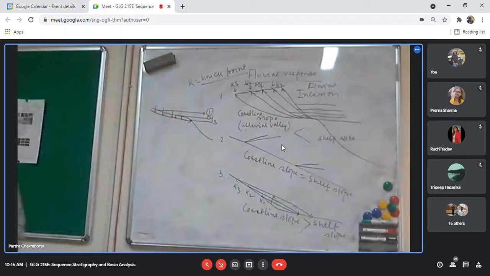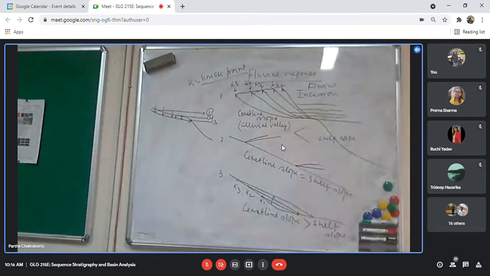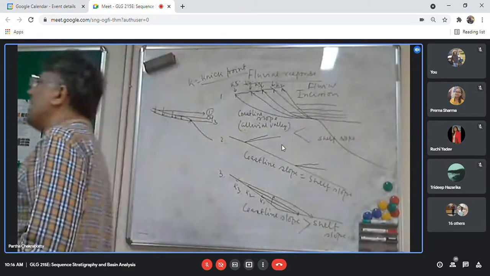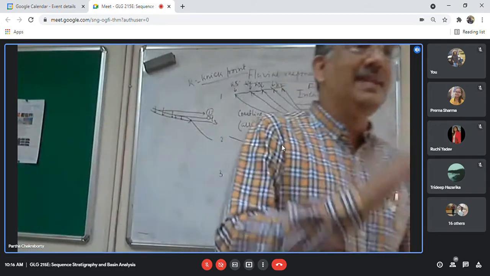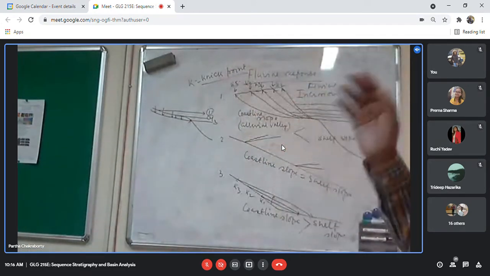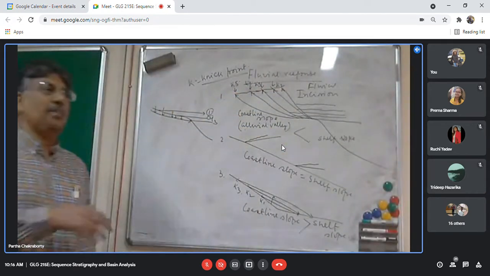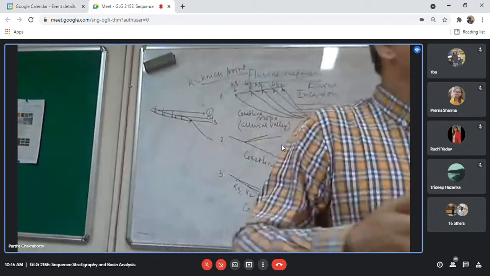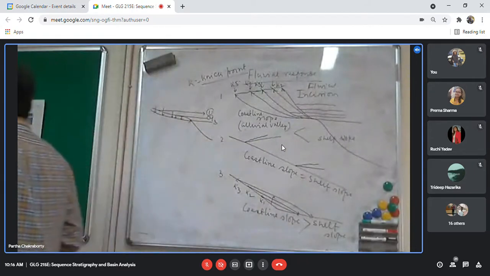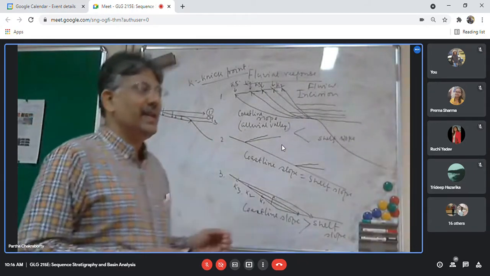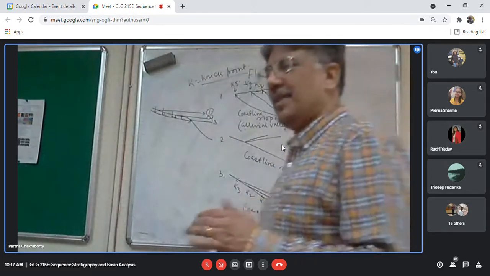I am discussing three different cases of how a river system responds to base level fall, depending on the valley slope and the shelf slope. If the valley slope is steeper, if the valley slope is gentler, if the valley slope is the same as the shelf slope, there are three kinds of behavior of the river system. In one case, it will be incising. In one case, it will be aggrading. In one case, it will be bypassing. Is it clear?